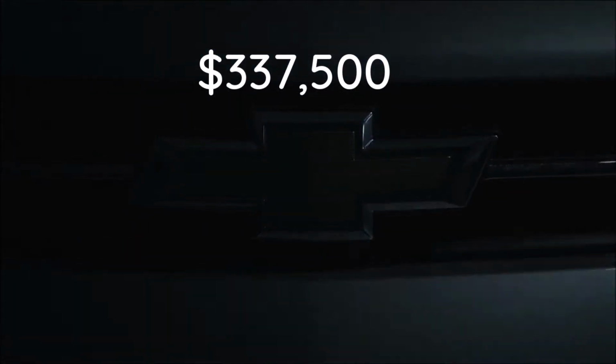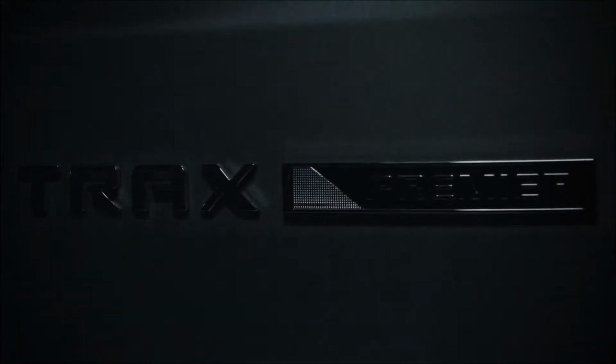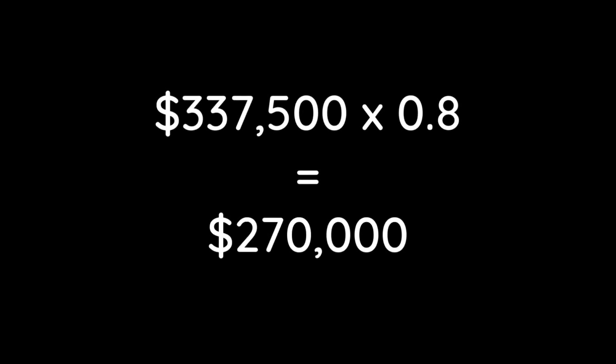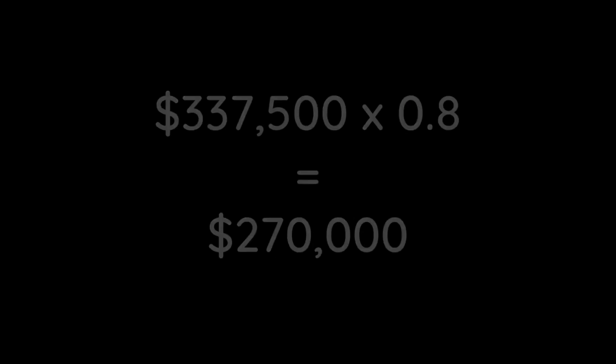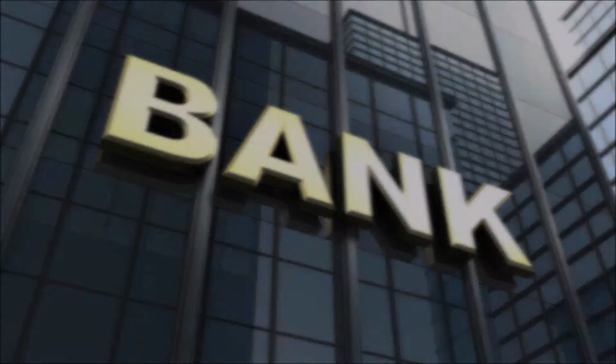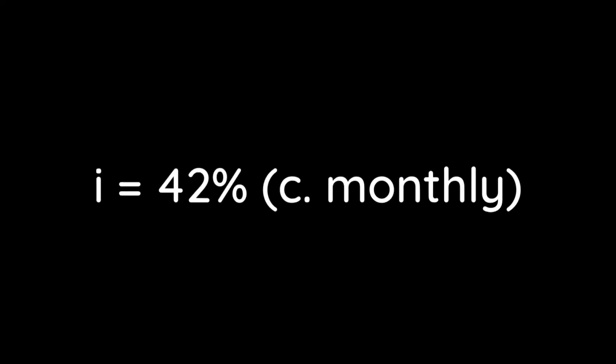Let's suppose that you want to buy a car that costs 337,500 pesos and you can pay initially the 20%. Now you must pay 270,000 pesos. That seems like a considerable amount of money, so you look for several ways to pay it in a 4-year span. At first, you look for a bank loan, and this one gives you an interest rate of 42% compounded monthly.